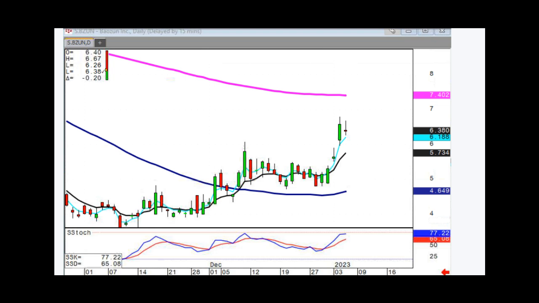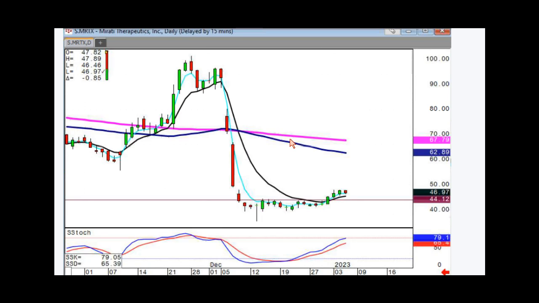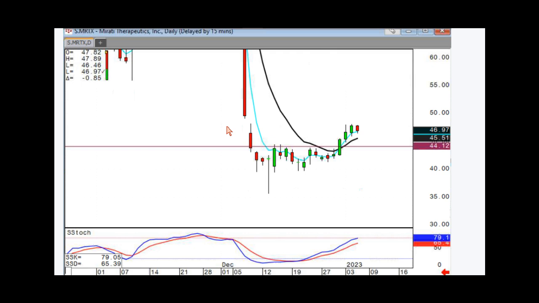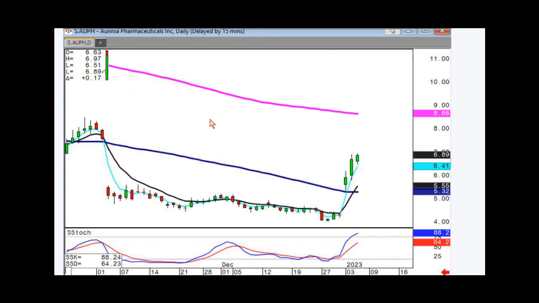And RTX, just stay long. Safety stop at the T-line. AUPH we did already, JB. Stay long on this after your best friend breakout. Now you've got a big island reversal. I would suspect your first target is up here at the 200-day moving average.